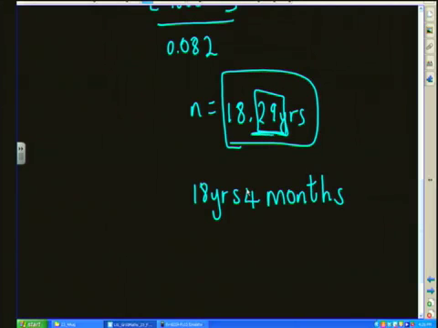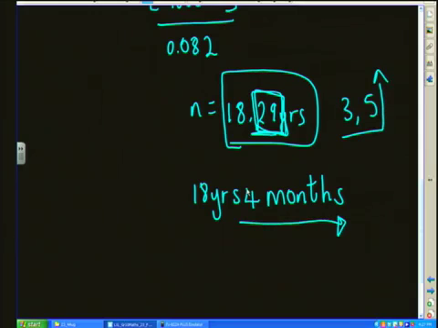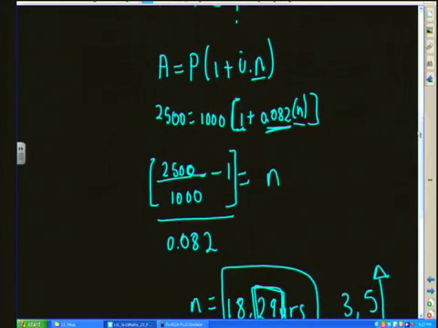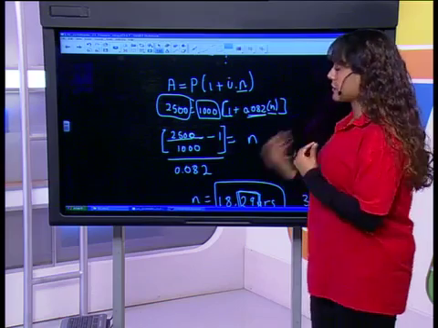You can't leave it as 18.29. You need to state your 0.29 in a matter of months. And remember, if it's something like 3,5, you need to round up. You need to go 1 up, as you always will do if you're rounding to 1 decimal place. The reason for that is if you put n here as 18 years and 3 months, you will not get your principal amount of 1,000 Rand, taking you to 2,500. It will fall short. Okay, so those little things are important.